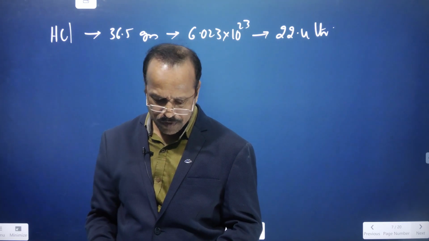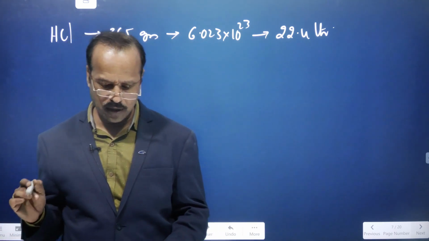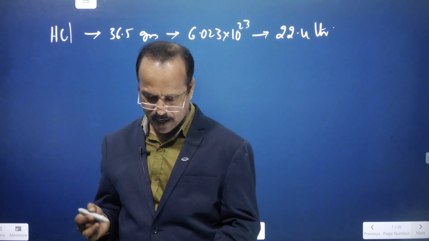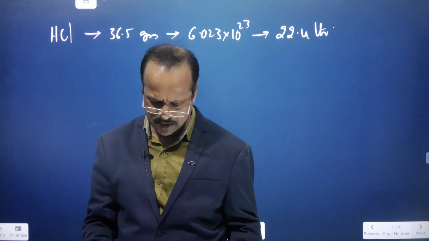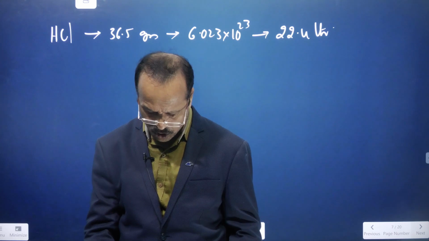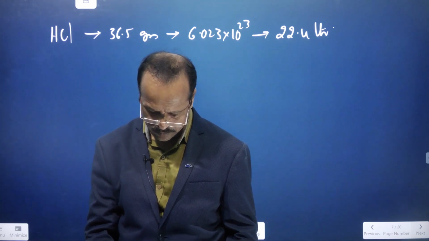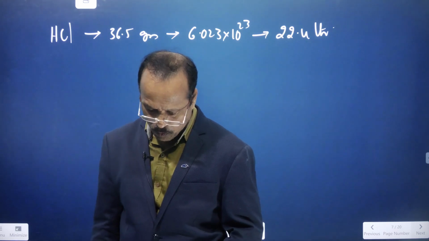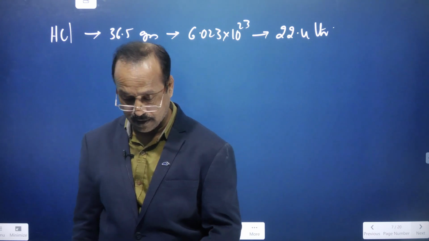So at STP, 1 mole of any gas occupies 22.4 liters. This is called gram molar volume, the same 22.4 liters. So with this, this chapter is done. Calculations of the mole concept will be learned in the next class, in the higher standard.